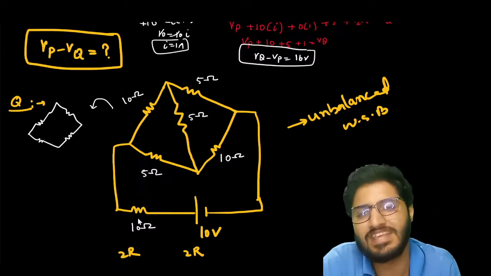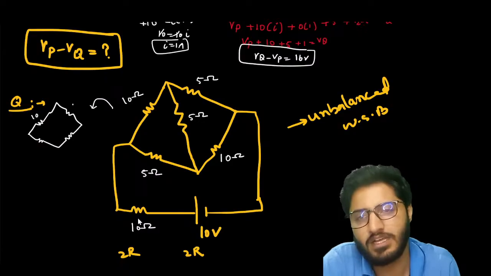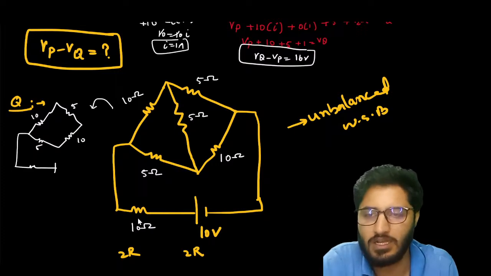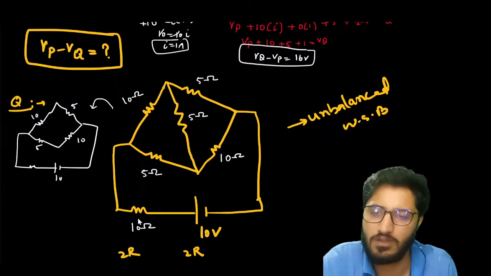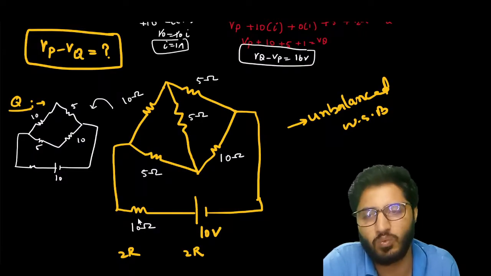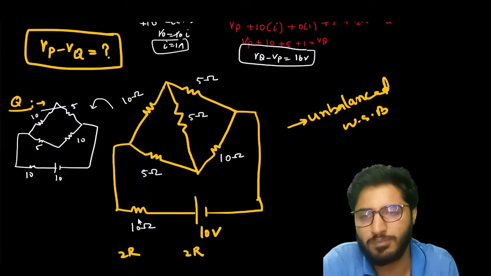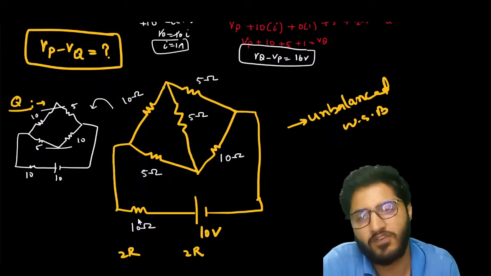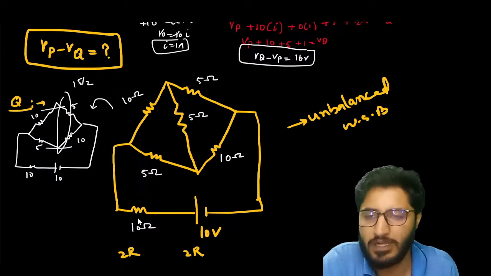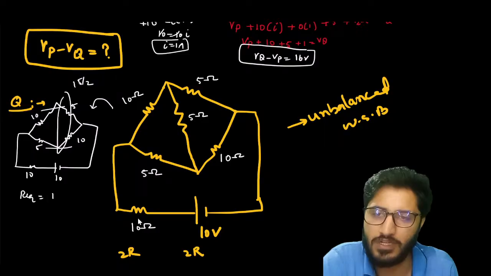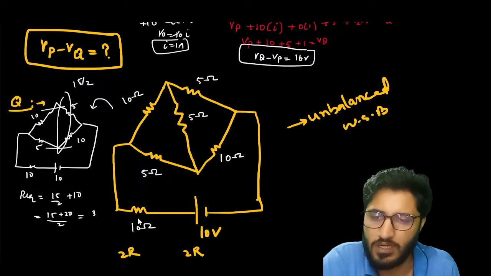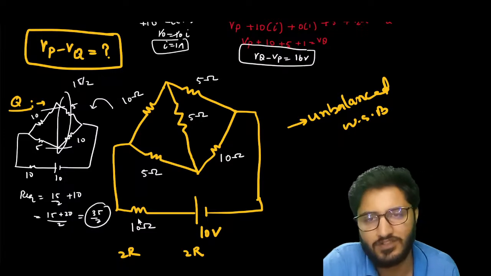We are not using KVL. That is a very lengthy one now. 10, 5, 5, 10. 10 and 10. First thing, don't consider any arm, right? So look now, 10 plus 5, 15, 15. So we have 15, 15. So my R equivalent for this is 15 by 2. Now my total R equivalent came out to be 15 by 2 plus 10. It will be 15 plus 20 by 2. It will be 35 by 2.